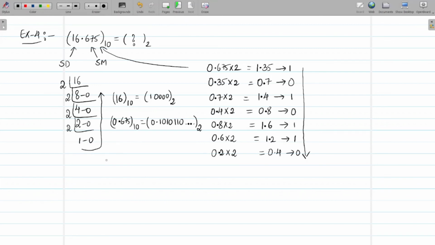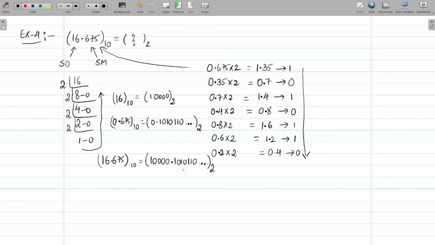Now the equivalent binary number for 16.675 is nothing but 1 followed by 4 zeros, then the radix point, 1 0 1 0 1 1 0. Okay, you will get the same thing repeated from here. 0 1 1 0, you will get the same thing.